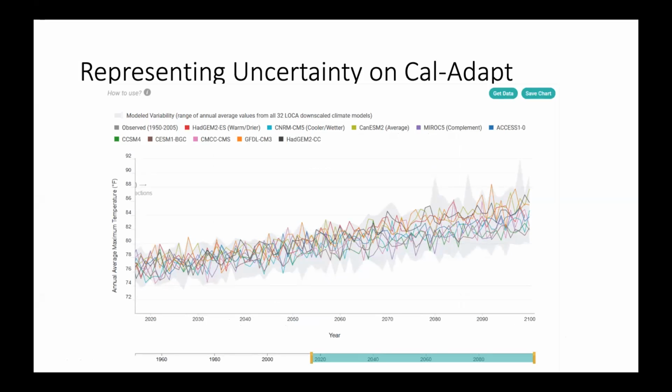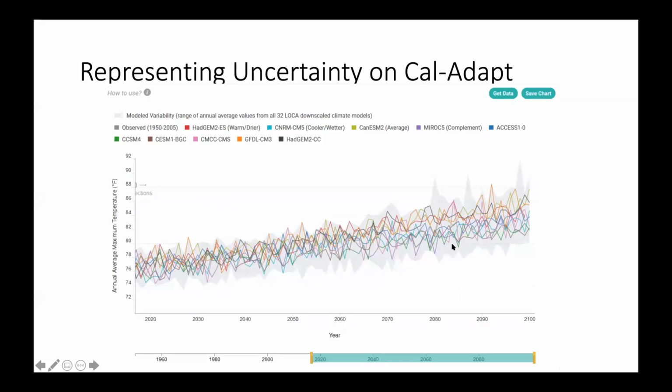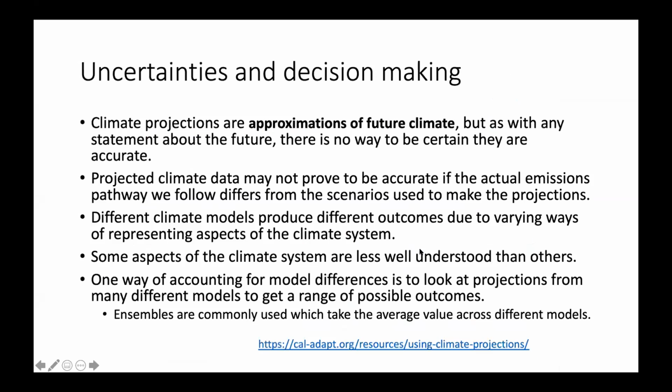Well, based on the design of the 4th assessment, we don't have all the information. We don't have the realizations. We don't have the regional downscaling uncertainties to include. So what is done is the modeled variability is shown outlined in gray, which represents the range of all annual values across the 32 models. The blue cone of uncertainty is what is represented on CalAdapt equivalent.